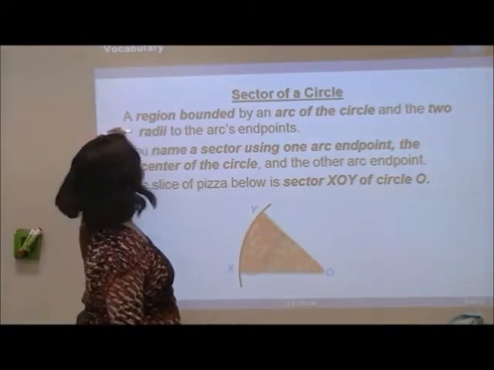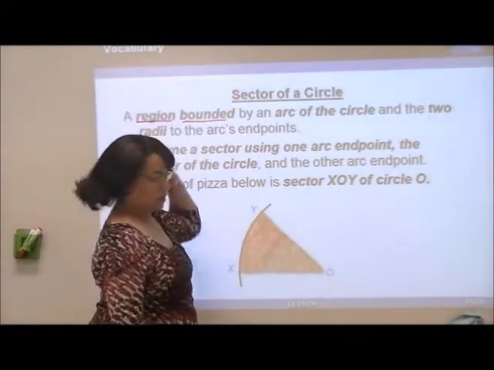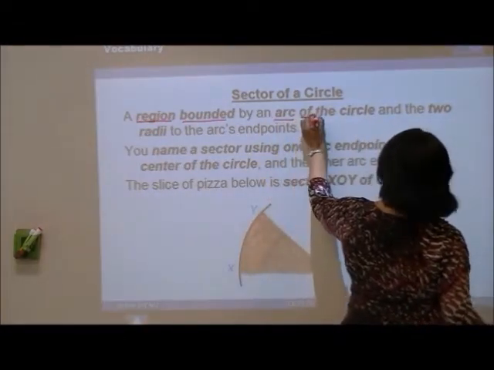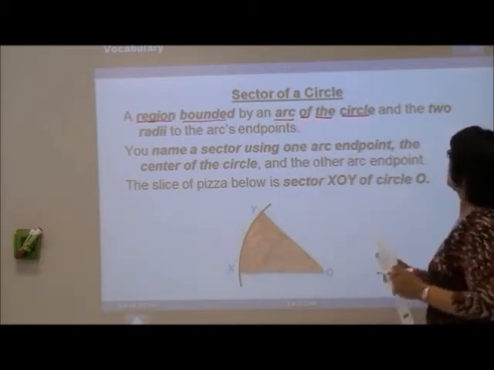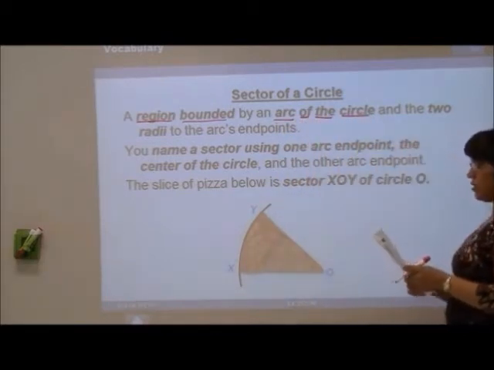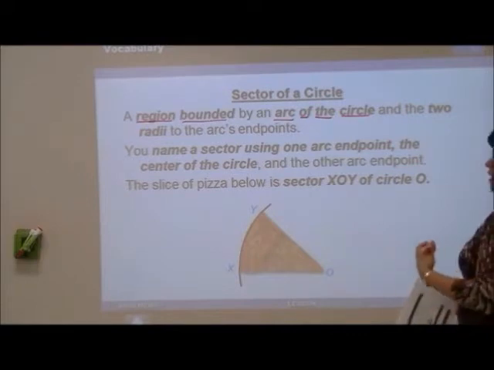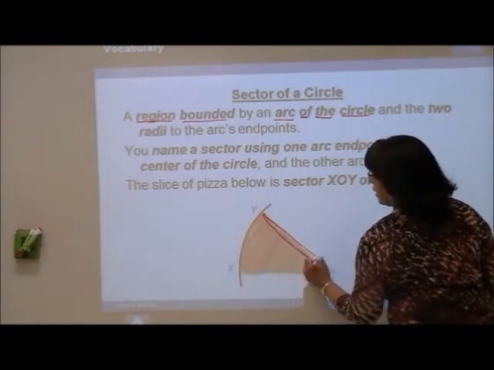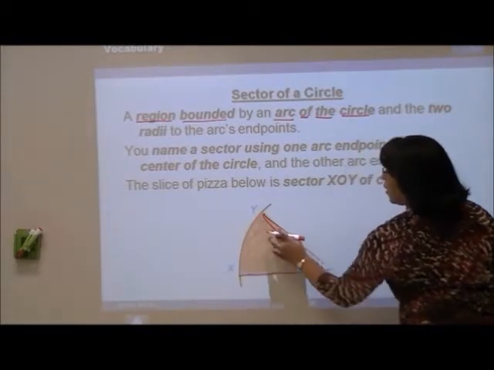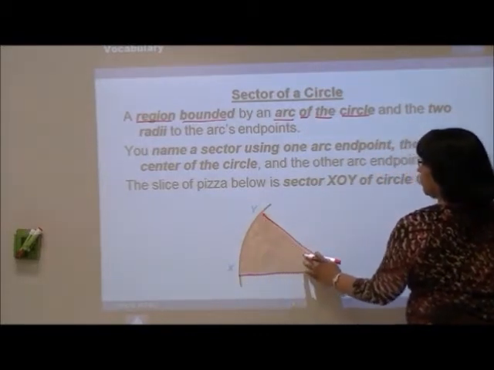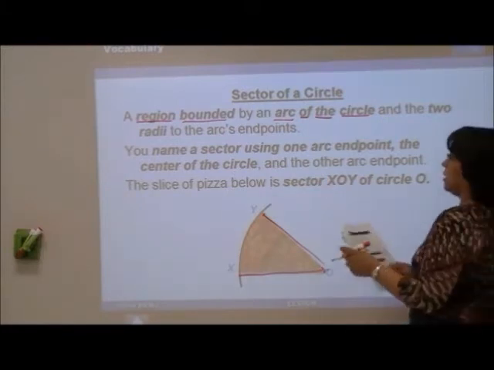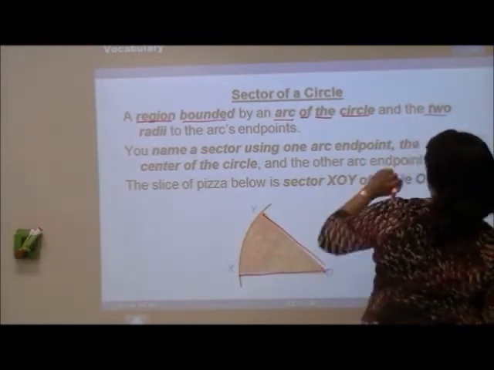So this is a region bounded by an arc of the circle and the 2 radii to the arc's endpoints. So they say radii because this is a radius, and this is a radius. But when you use the plural of radius, it is radii, so that's why they use that language. And so you would fill in the word 2.